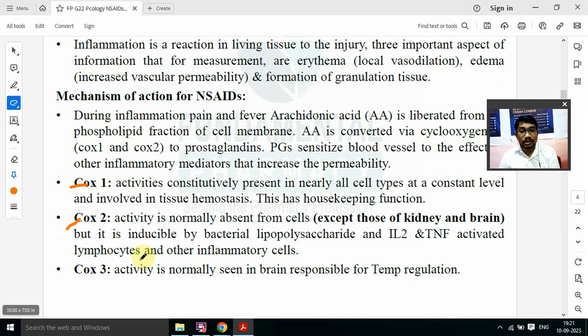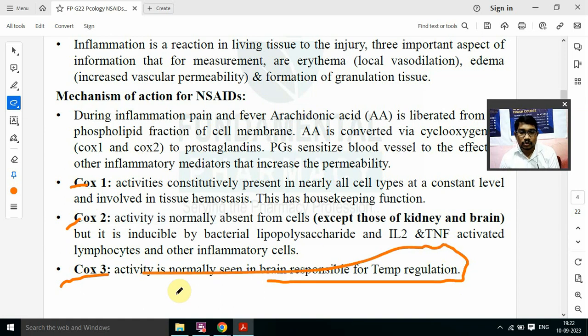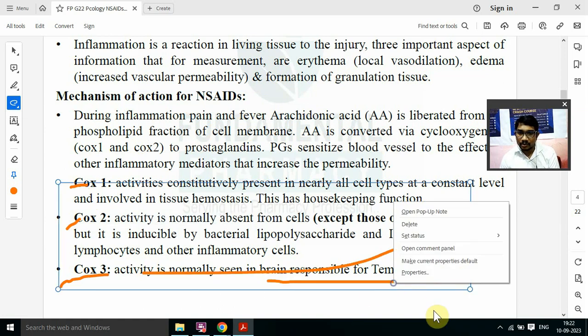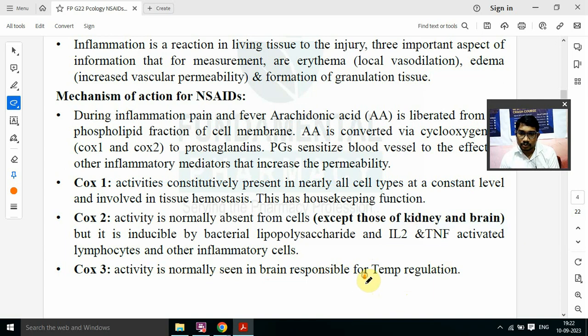Now COX-3. COX-3 activity is normally seen in the brain. COX-3 is present in the brain, okay, and responsible for the increase in the body temperature. Okay. So COX-3 क्या है? ब्रेन में होता है एंड ये क्या करता है? आपका बॉडी का टेम्परेचर बढ़ाता है. क्यों बढ़ाता है भाई? उसको क्या काम नहीं है?